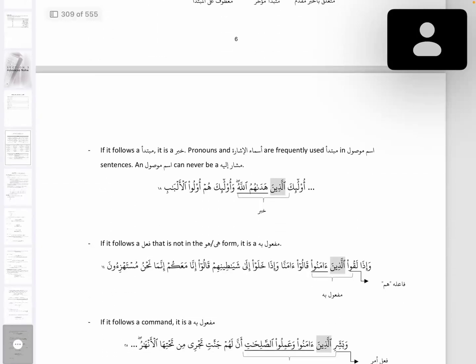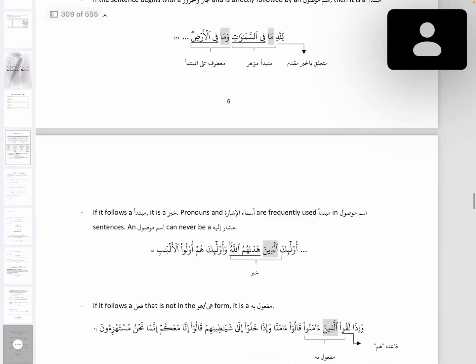If it follows a mubtada, it is a khabar. Pronouns and asmaul ishara are frequently used mubtada in ism mawsool sentences, and ism mawsool can never be a musharun ilayh.